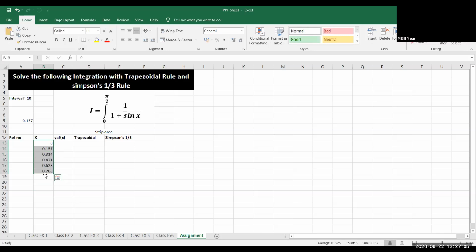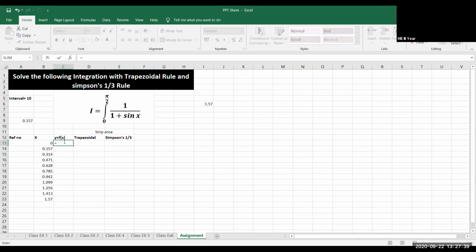This value is 0.78. Yes, equal to 3.14 divided by 2, that is 1.57. So up to 1.5, you just have to drag. Yes, and then you have to find out the f(x) value.